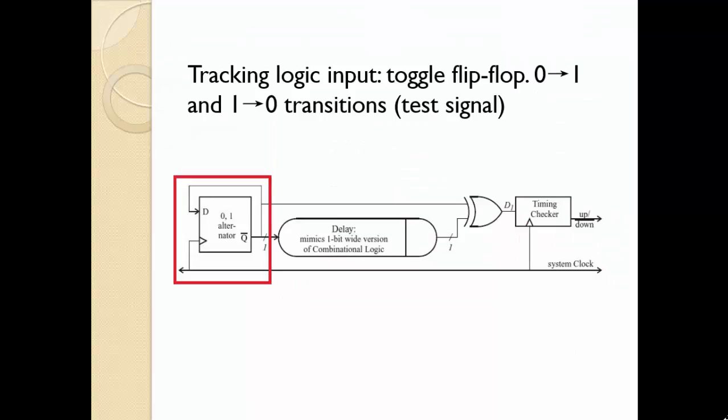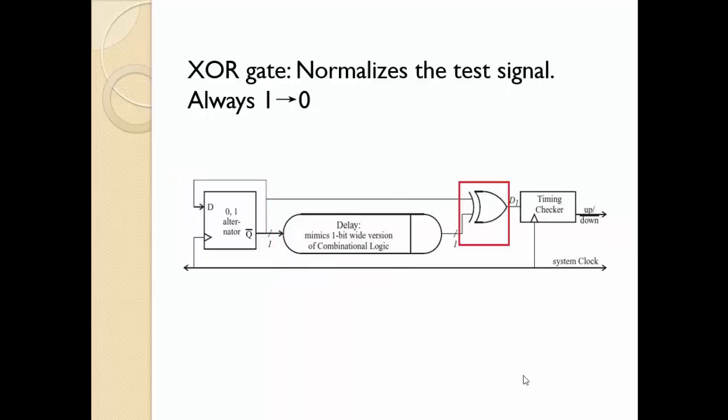The toggle flip-flop at the input to the tracking logic is clocked by the system clock, changing from 0 to 1 and 1 to 0 on alternate cycles. This provides a test signal for the tracking logic during every cycle of operation and ensures that the signal tests both types of transitions. The XOR gate normalizes the test signal for the timing checker flip-flop. T1 will always change from a 1 to a 0 at the end of the cycle.